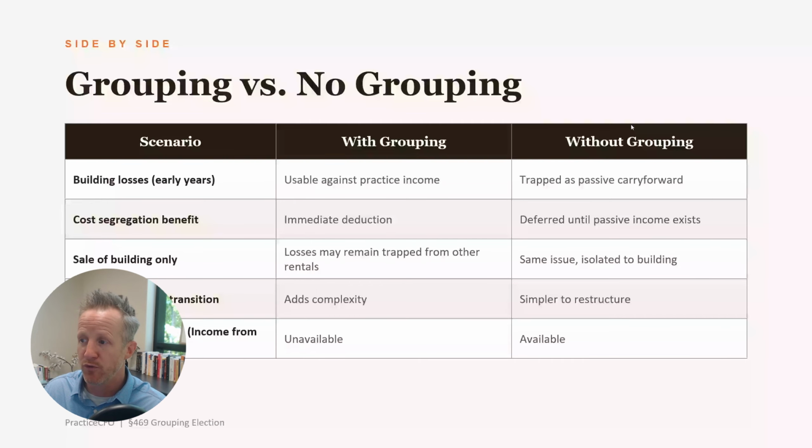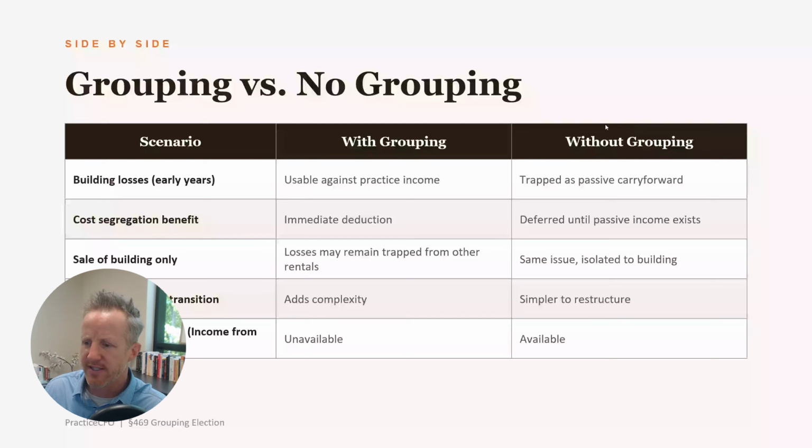When that happens, if you do group, the losses on the sale of the building are going to remain trapped from other rentals. You may have gains from other rental. Let's say you sold that duplex down the street and there's a big gain. And let's say you sold your building LLC that you did group. If the building that you operate in actually has a loss on sale, you can't take those losses and offset the gain on the sale of the duplex when you do the grouping. Now, the chance of you selling your building at a loss is probably pretty low. So I'm not too concerned with this scenario.